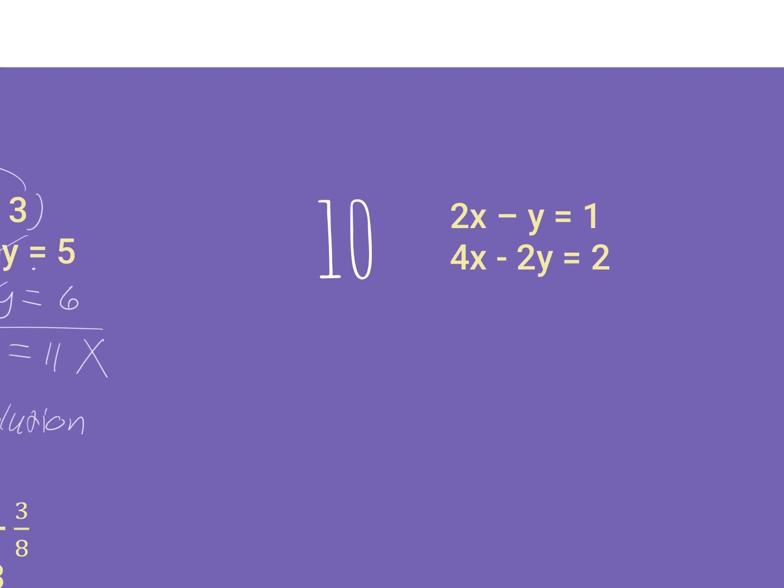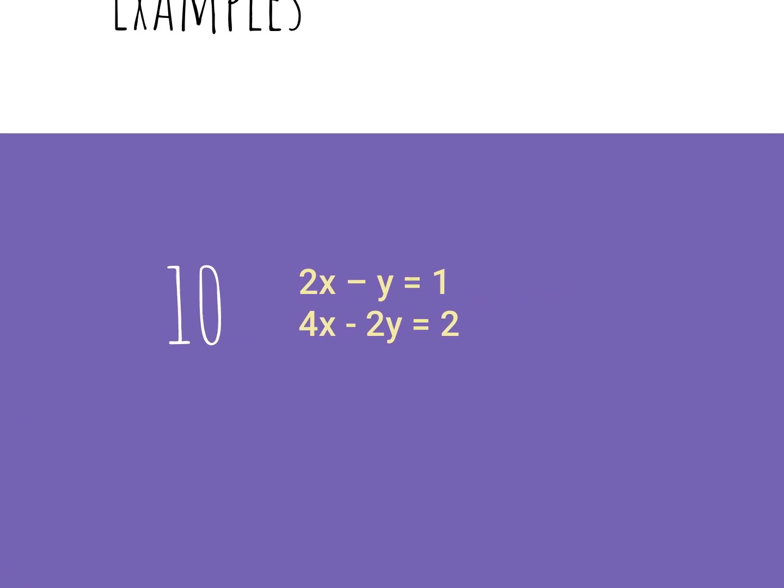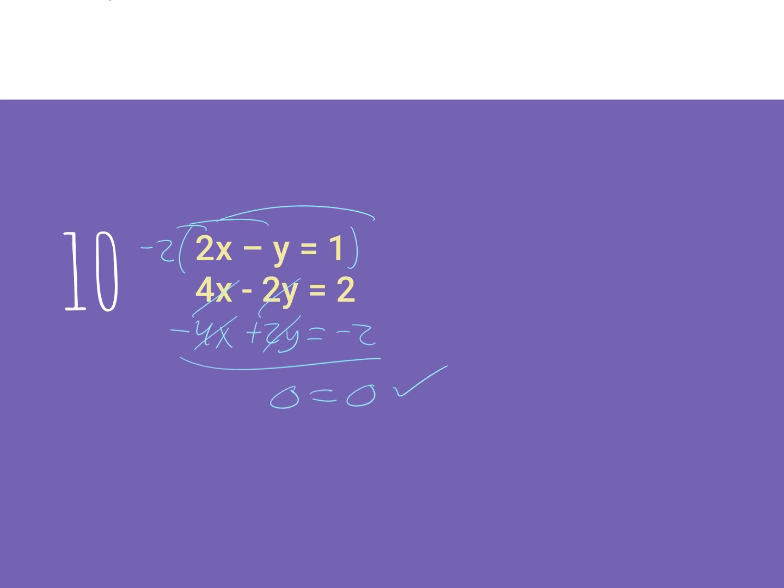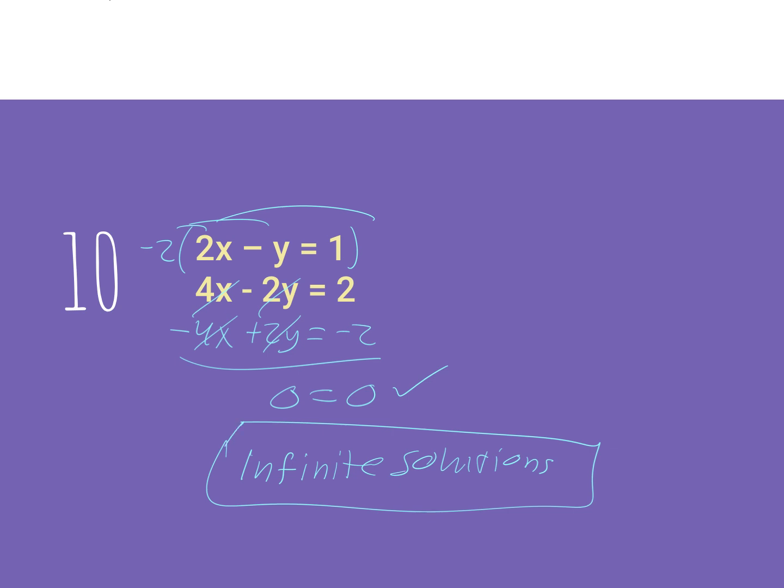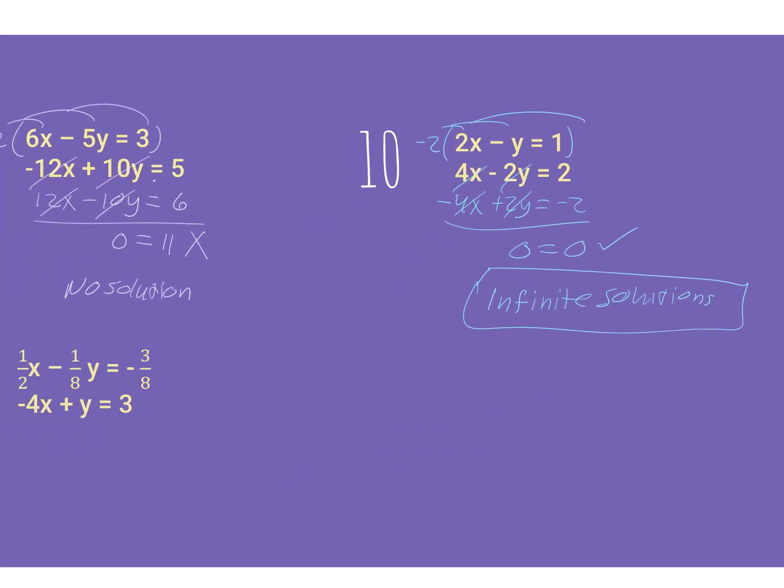And then number 10, similar story happens here. If I want to try to get everything to match, let's say I wanted to multiply this equation by negative 2. Then we end up with negative 4x plus 2y equals negative 2. Everything cancels out here, I get 0, but on the other side I get 0. 0 does equal 0, this is true. So this is infinitely many solutions. I'll just say infinite solutions. So not always if the variables cancel out is it no solutions, sometimes it's infinitely many.